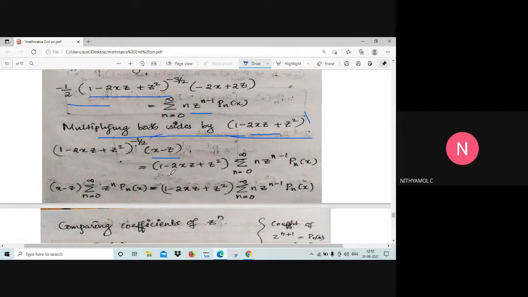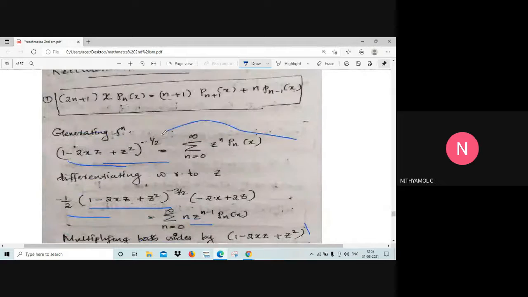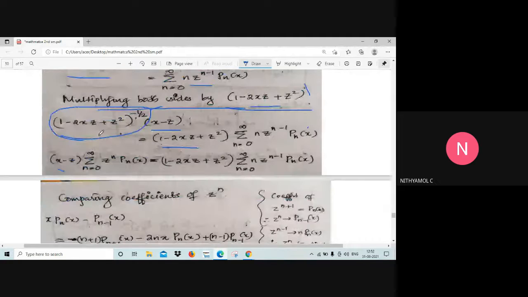Now which is equal to (1 minus 2xz plus z square) summation n is equal to 0 to infinity, which can be written as (x minus z) summation over n is equal to 0 to infinity z raised to n Pn of x equal to (1 minus 2xz plus z square) summation n is equal to 0 to infinity n z raised to n minus 1 Pn of x. Why is it so? Because this is our generating function and this generating function can be written as this. That's why instead of this I put summation over n is equal to 0 to infinity z raised to n Pn of x.